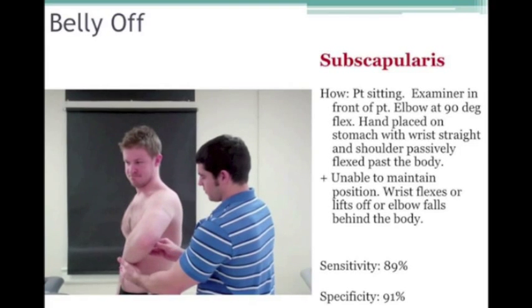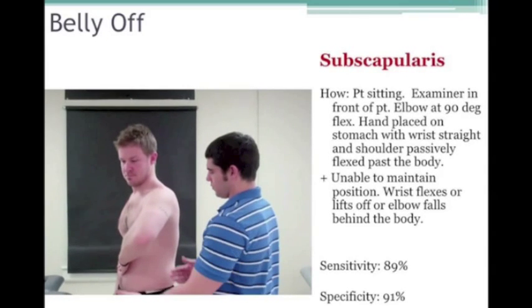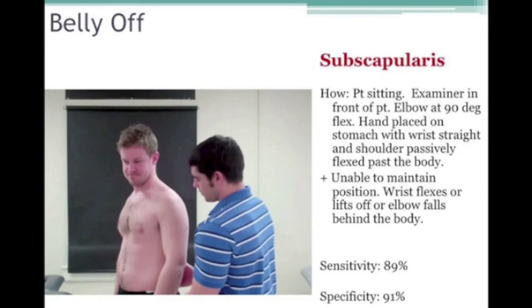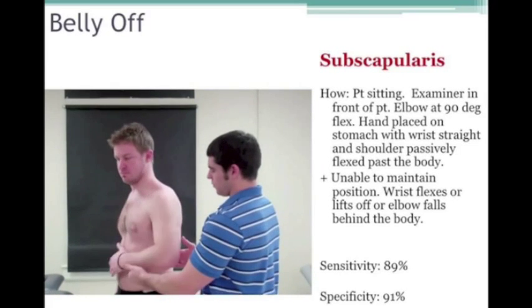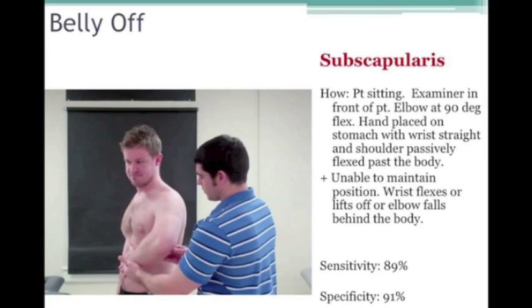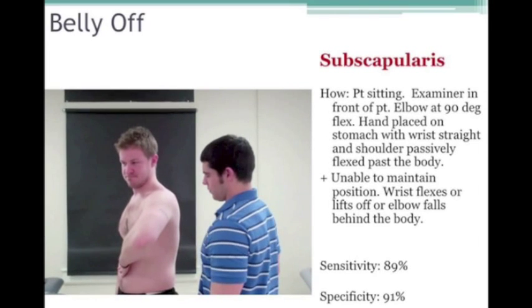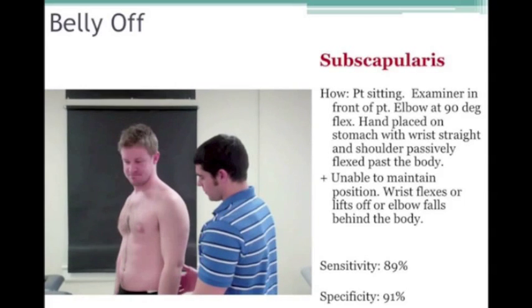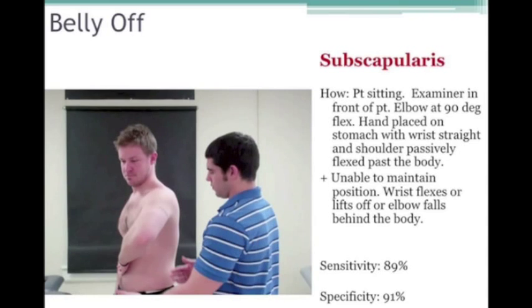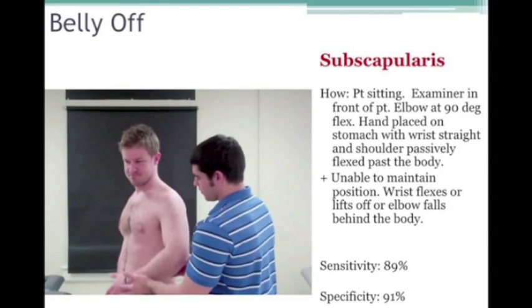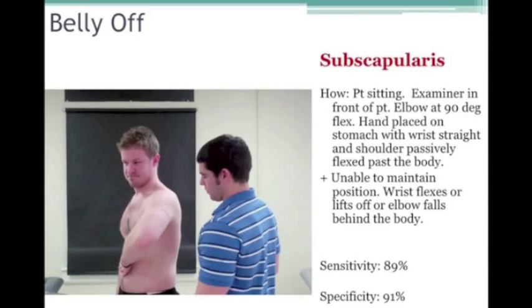The belly off test for subscapularis. Patient is seated. The examiner is in front of the patient. The elbow at 90 degrees of flexion and the hand placed on the stomach, with the wrist straight and shoulder passively flexed past the body. So if the patient is unable to hold this position, the wrist flexes or lifts off the belly, or the elbow falls behind the body, all positive for weakness of the subscapularis.